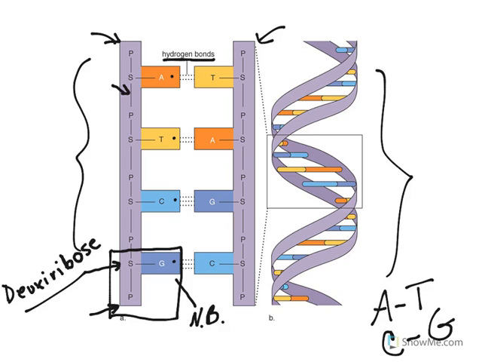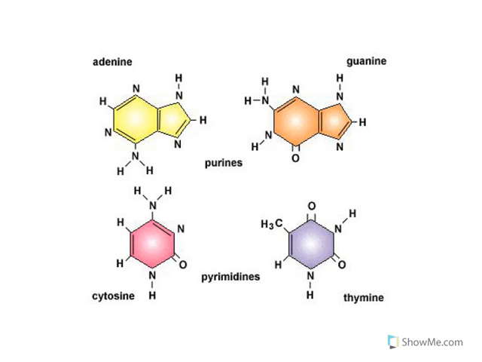A always bonds with T, and C always bonds with G. And the reason why they have to bond in that fashion, as you can see here, between A and T, you have 2 hydrogen bonds forming, and between C and G, there are 3 hydrogen bonds. That's why they can only bond in that particular order. And you need to memorize this in order to be able to do some of the different work that you're going to be required for this chapter.